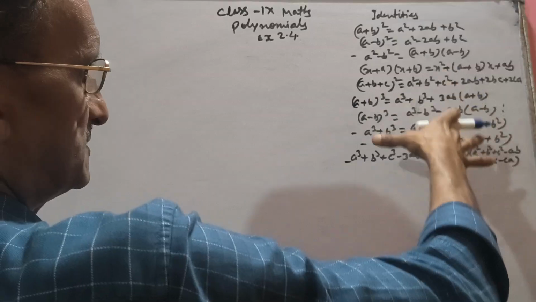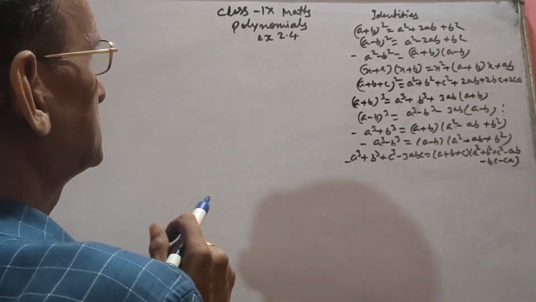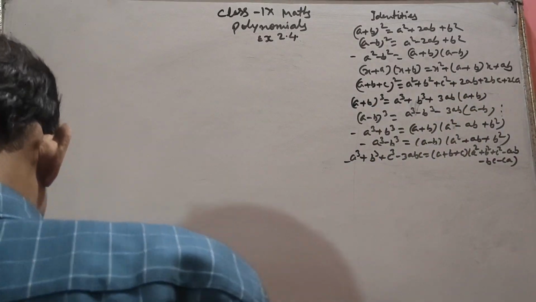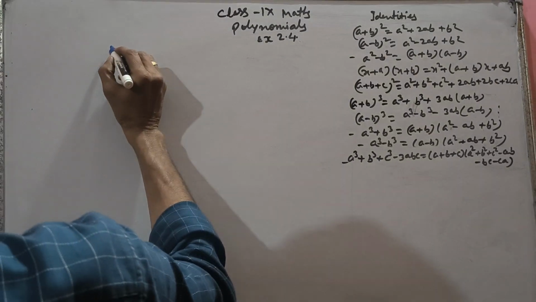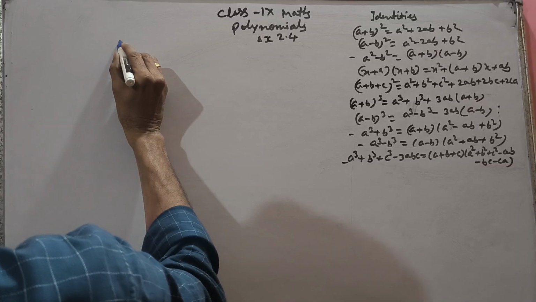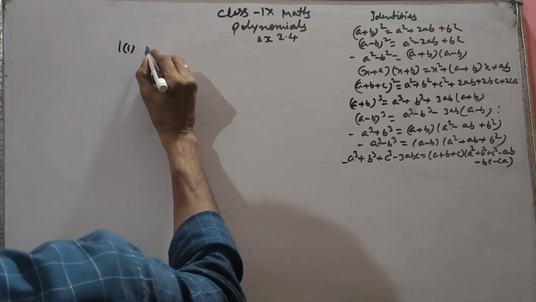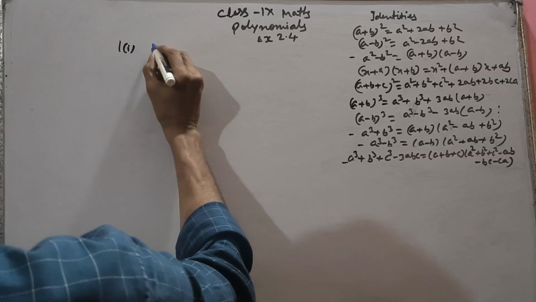You will just memorize these formulas. I have to use them in the exercise. So can we start now? I will not do all the sums, but I will give maximum sums. Question number one: using identity, find the product.